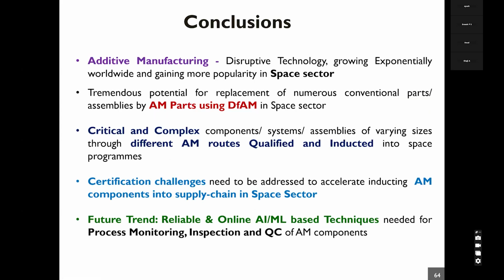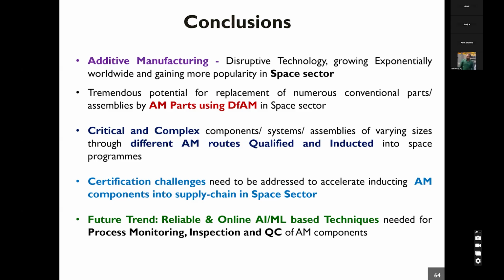So to conclude, I can say that additive manufacturing has been a disruptive technology that has been growing exponentially worldwide and has been gaining more popularity in the space sector. And there's tremendous potential for replacement of numerous conventional parts by AM, by using design for additive manufacturing in the space sector, as I have shown in a few examples.